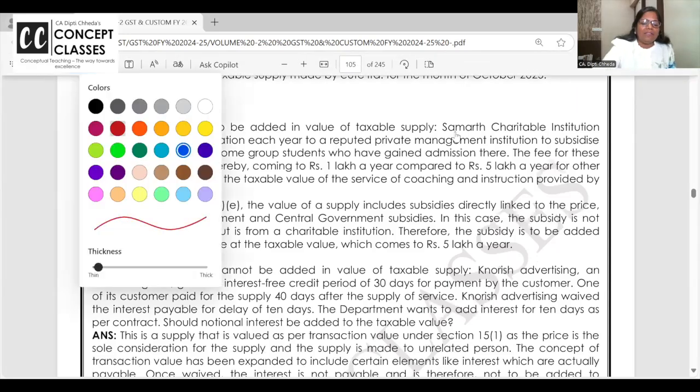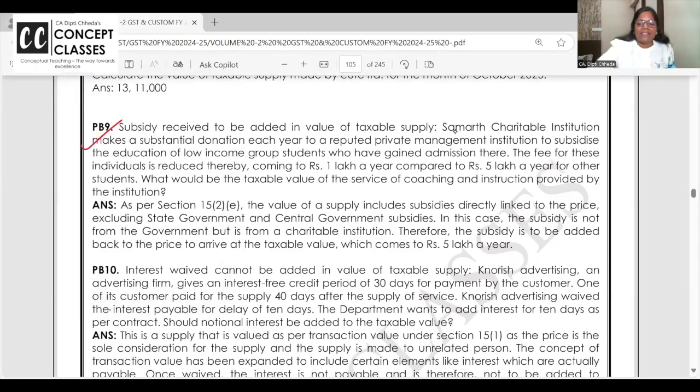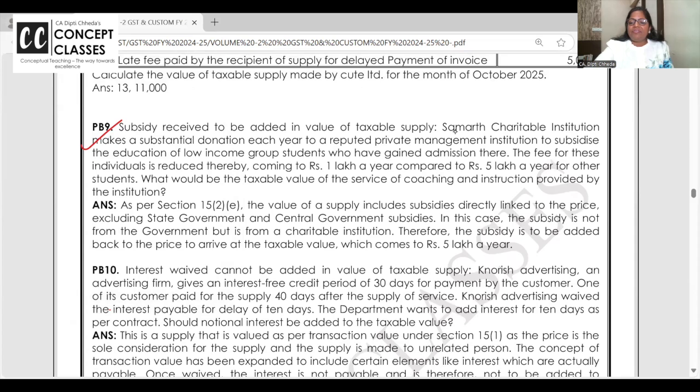Problem number 9 now we are taking. Yeah, look at this thing. The subsidy received from Samantha Charitable Institute makes a substantial donation to a private management institute to subsidize education. You remember that compass box example? To subsidize the education of low income group. The fee for these individuals is reduced, thereby coming to 1 lakh a year compared to 5 lakh a year for other students. What would be the taxable value of the service?